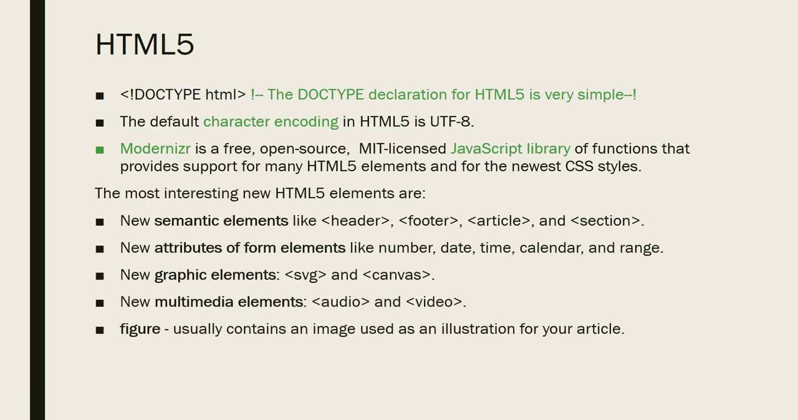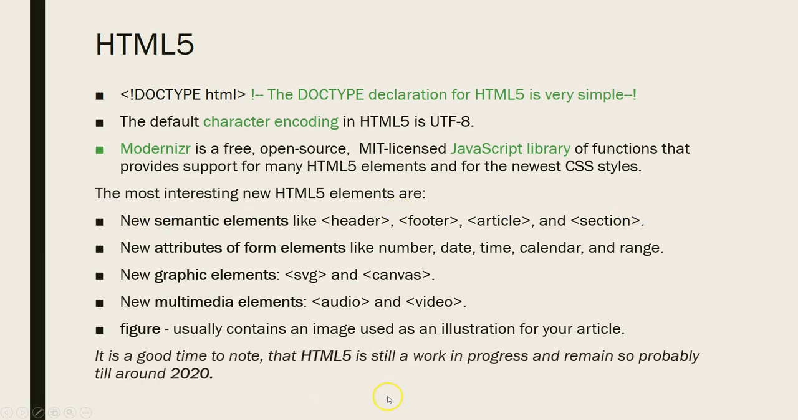The other more interesting elements in HTML5 are semantic elements, some attributes, some graphic elements, some media elements, and figure. So there are all these tags and things that have been introduced in HTML5. At the moment, we are focusing on the semantic elements first. When you get the hang of all of these, then we'll move on. HTML5 is still a work in progress, and you will see many things being changed, and you have to keep yourself up to date.